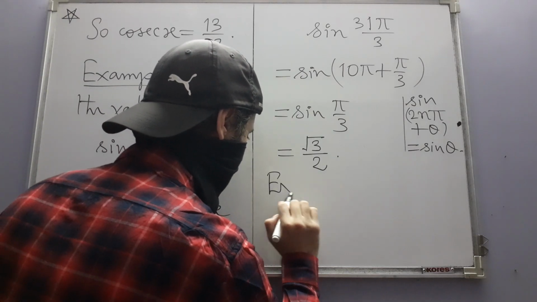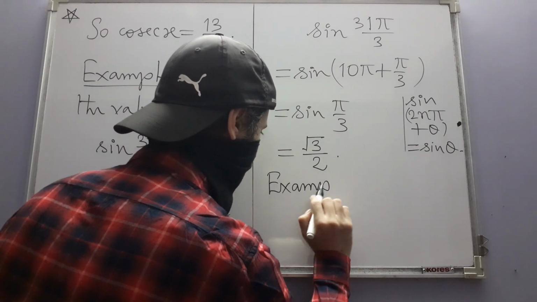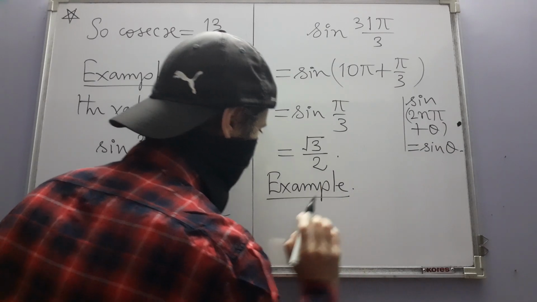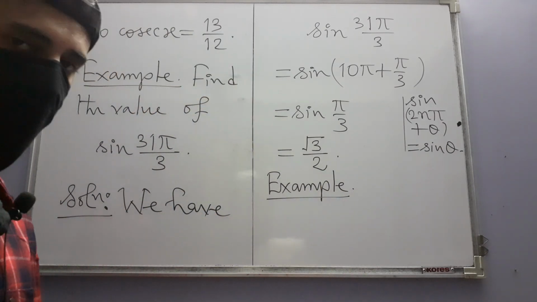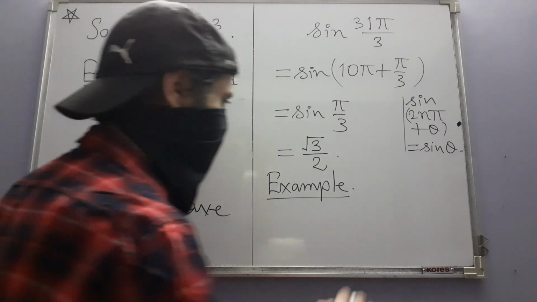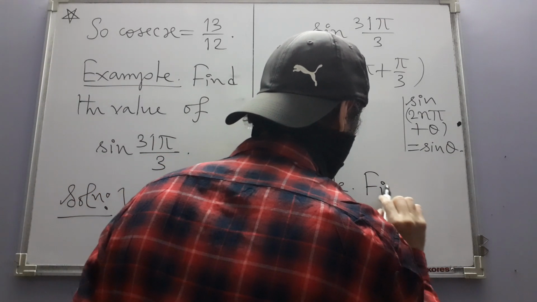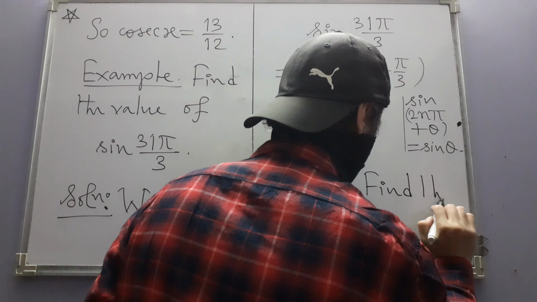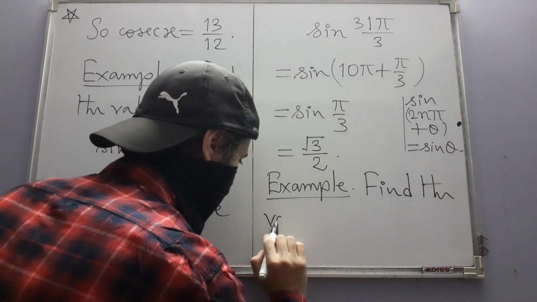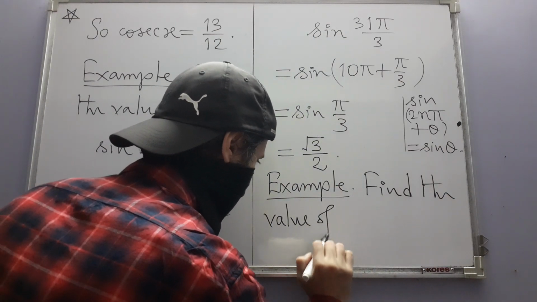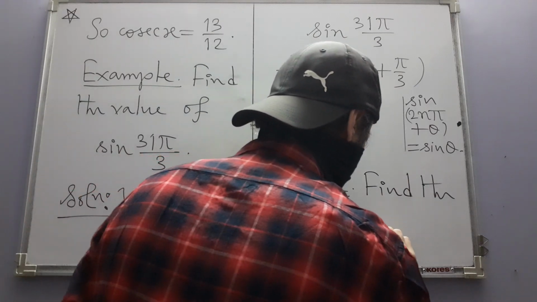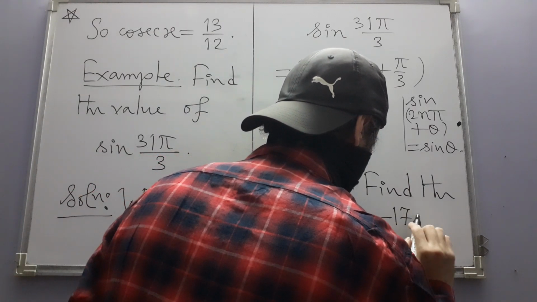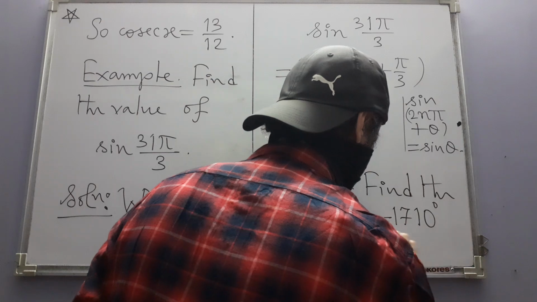And next, another such, but here the angle is negative, is given in degrees and is also quite large numerically. Find the value of cosine of minus 1710 degrees.